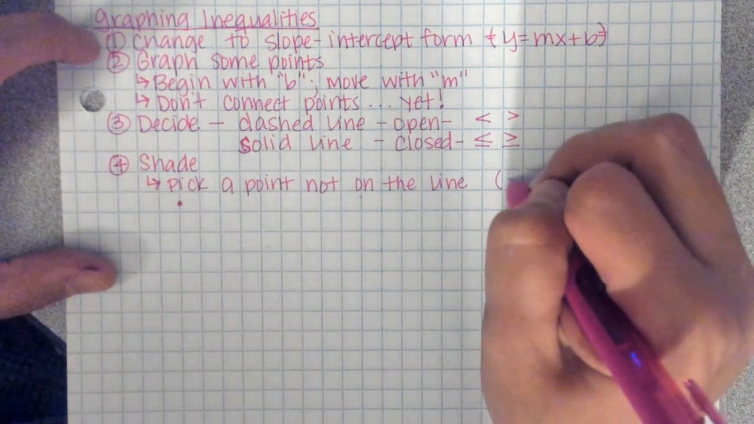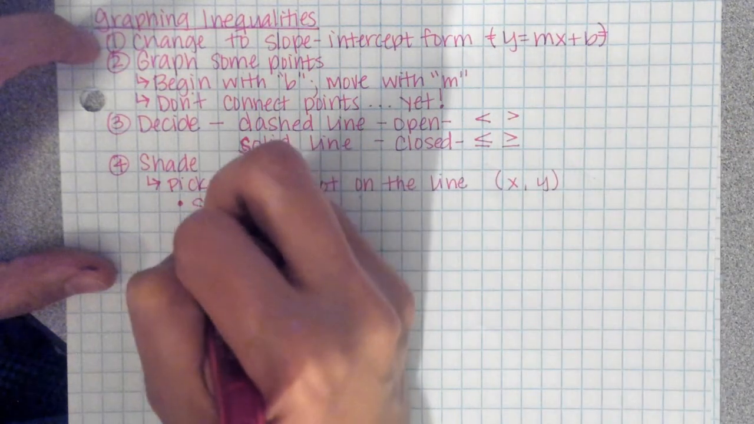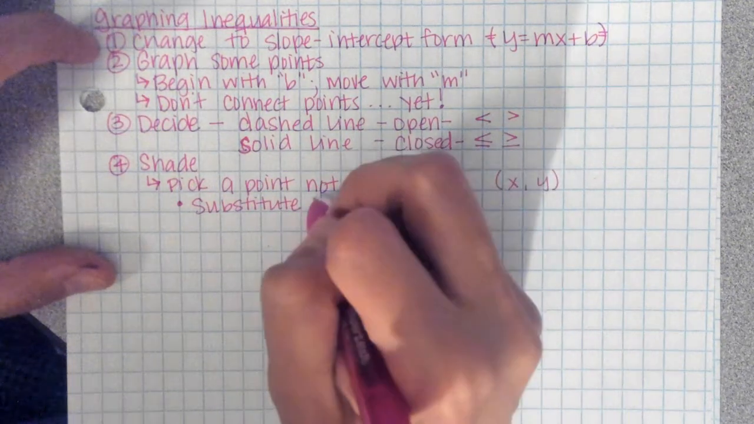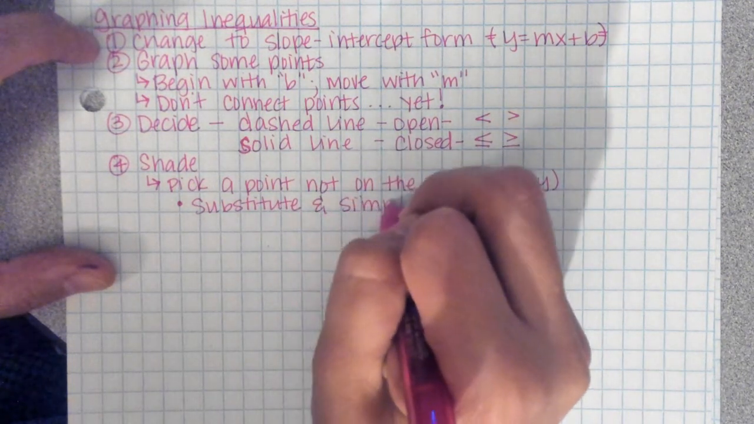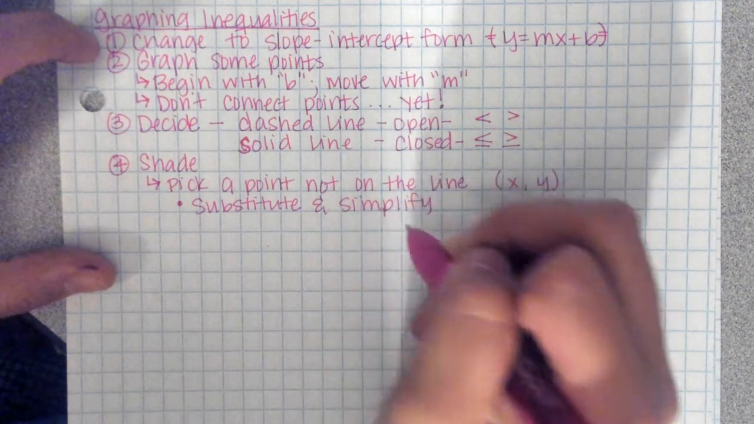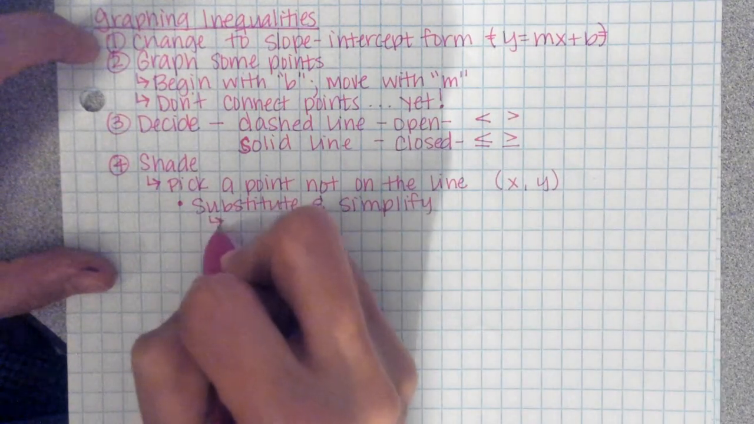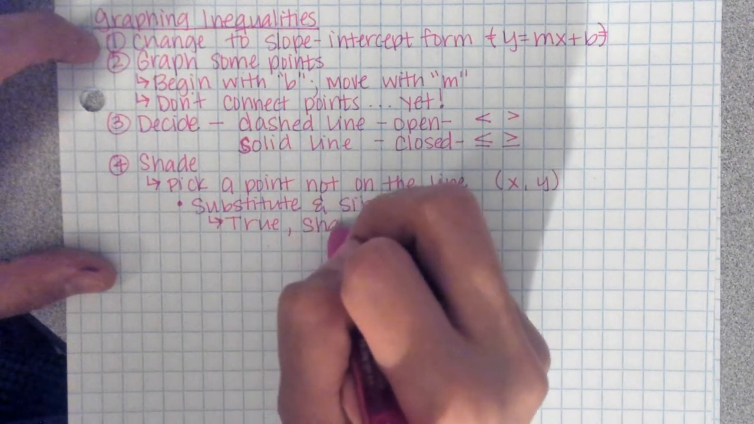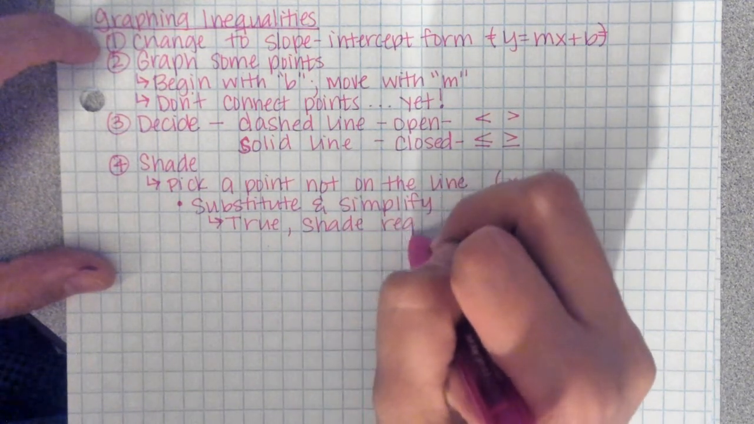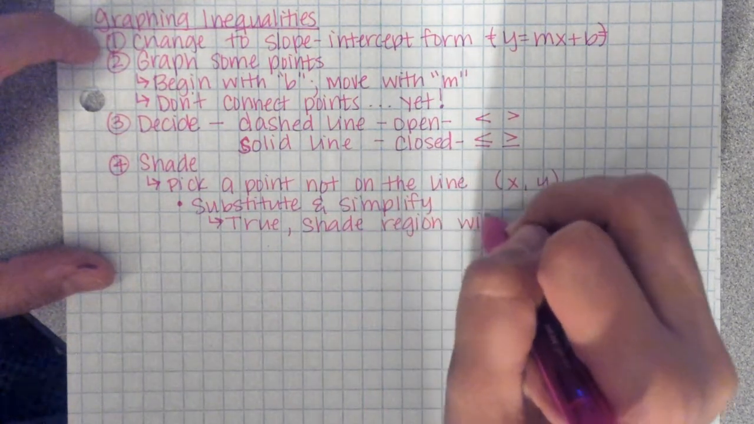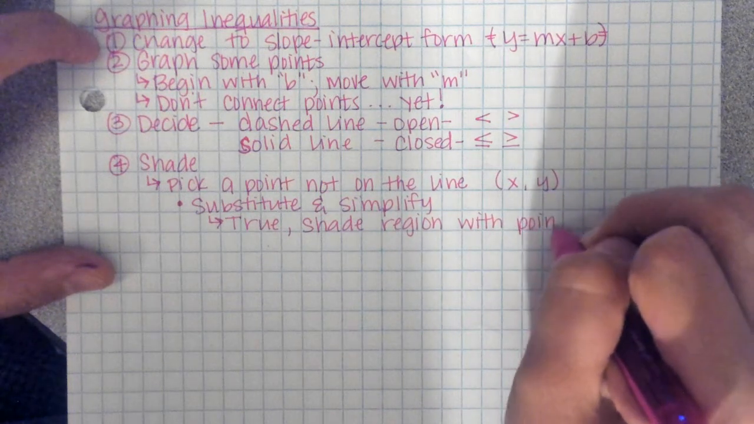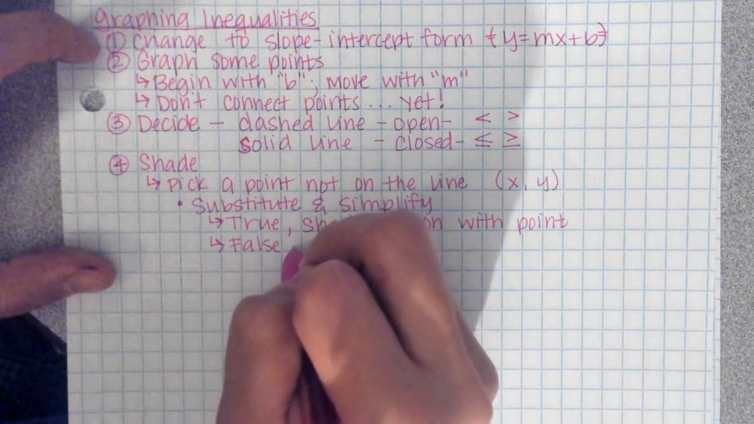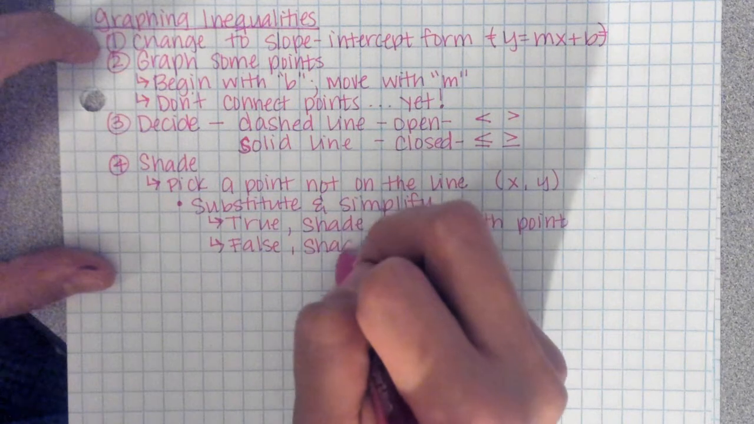Whatever point that is, remember a point is x comma y. You are going to substitute and simplify. If the statement is true, you're going to shade the region with the point. If the statement is false, you're going to shade the region without the point.